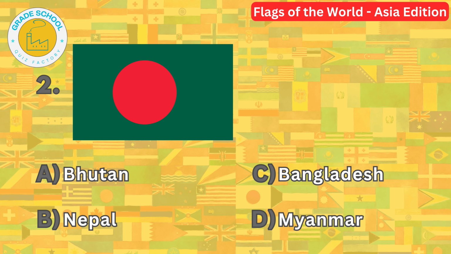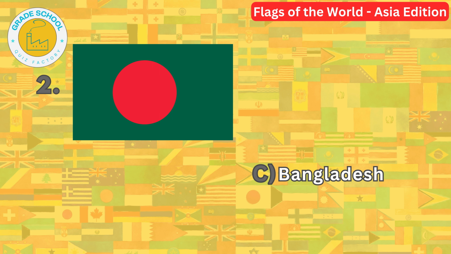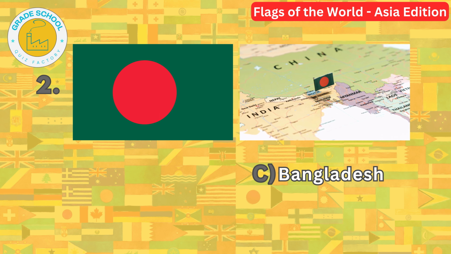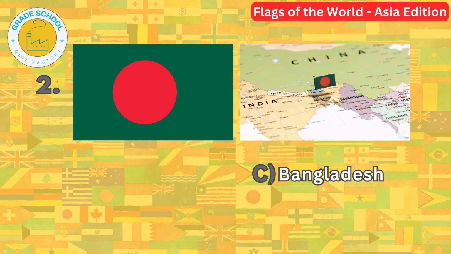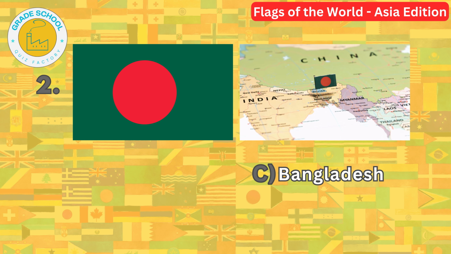Number 2. The correct answer is letter C. The flag of Bangladesh has a red circle on a green field, representing the sun rising over the fertile land. The circle is slightly offset to the left so that it appears centered when the flag is flying.